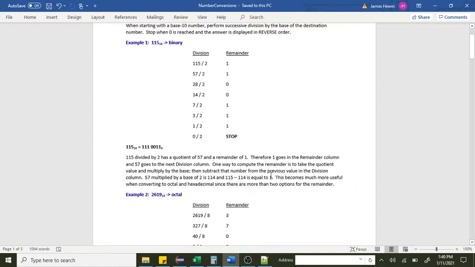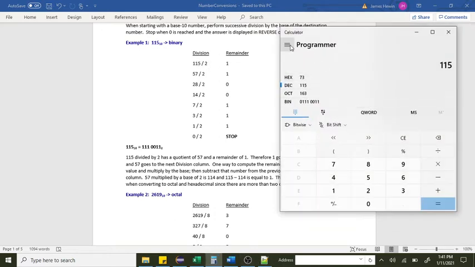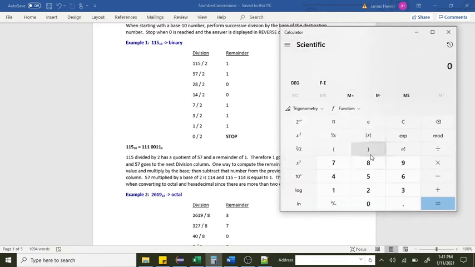But when we get into other bases, you can have remainders that are more than just those two options. And so what I said here is, this becomes much more useful when converting to octal and hexadecimal, since there are more than 2 options for the remainder. So here's the way to think about it. If you have 115 divided by 2, that's 57 and a half, so that's going to be 57 remainder of 1.